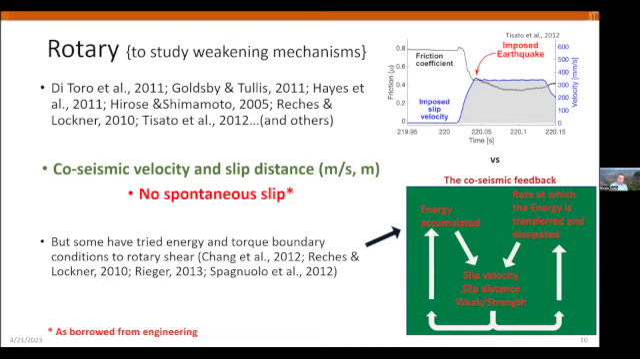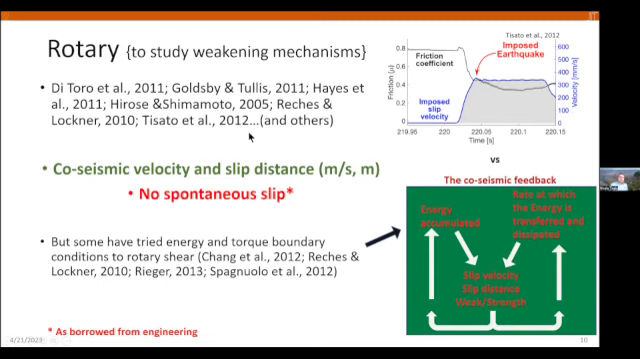Tisato was one of the first ones, right, that tried to increase those velocities and go from a few millimeters per second to meters per second, right? And I cite here a paper from 2011, which is kind of a review paper that puts together many of the others.